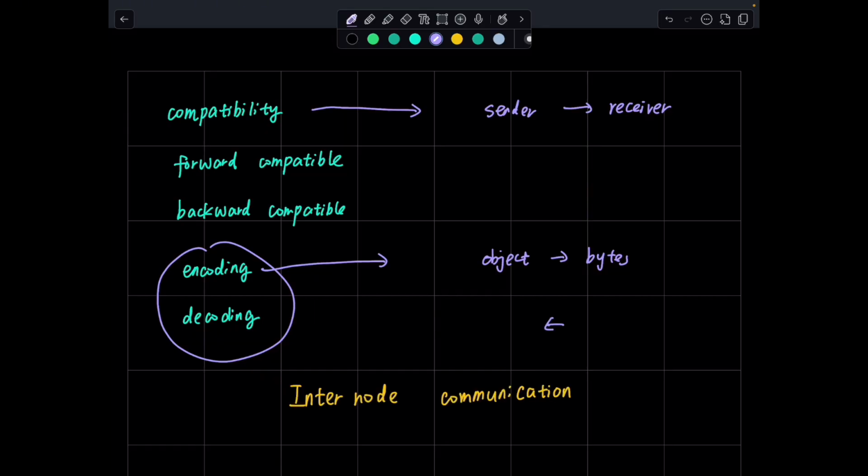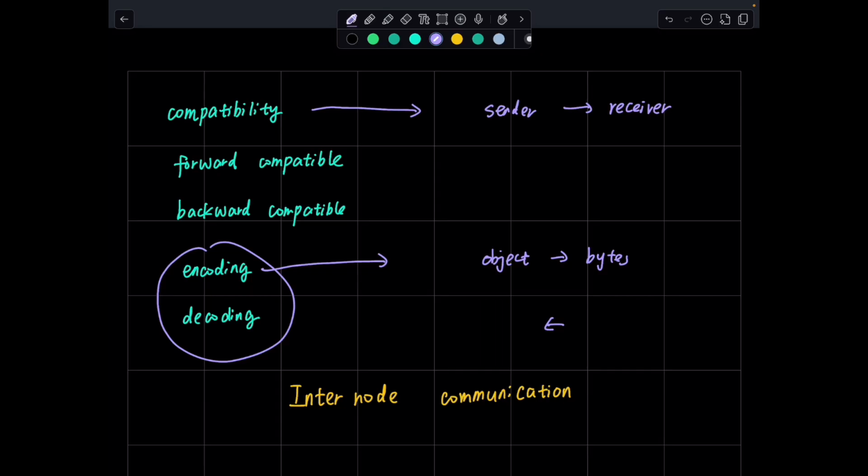So again, we talk about the sender and receiver relation. We talk about the code that writes data and the code that reads data. Forward and backward compatibility is all about reading data. If the code can read data that was written in the past, it's called backward compatibility. In contrast, if your code can read data that will be written in the future, it's called forward compatibility.